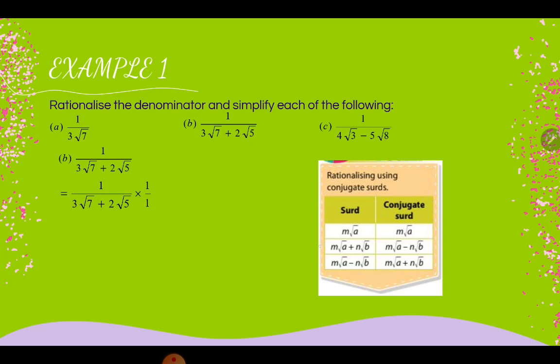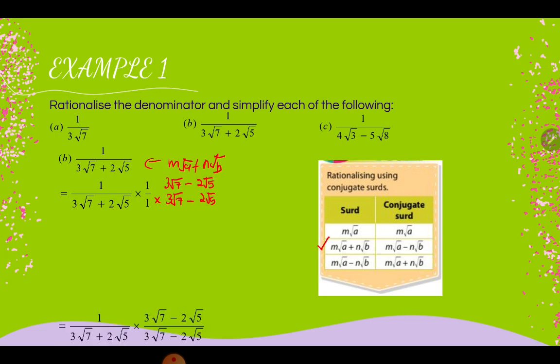So we know that the case is for m surd A plus n surd B. So we know that when we have this case, we need to multiply the numerator and denominator with the conjugate, m surd A minus n surd B. So here we need to multiply this with 3 surd 7 minus 2 surd 5. The same goes for the numerator, 3 surd 7 minus 2 surd 5.